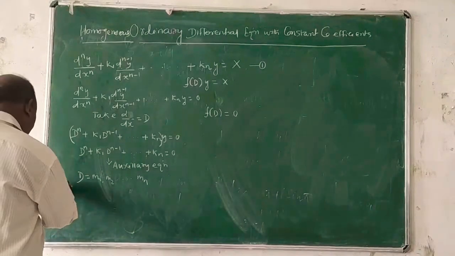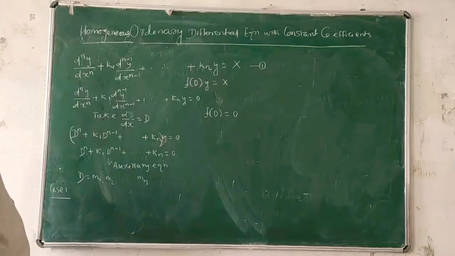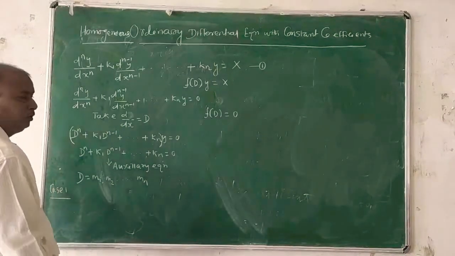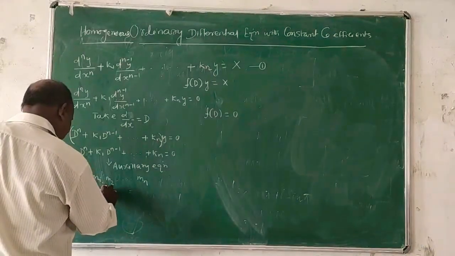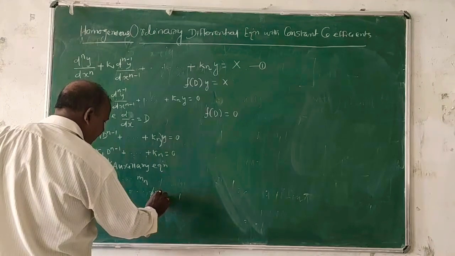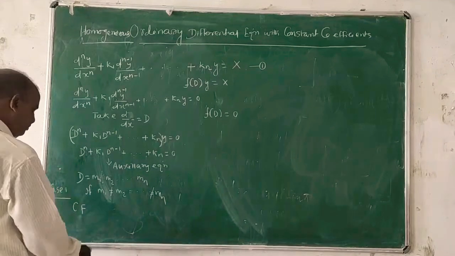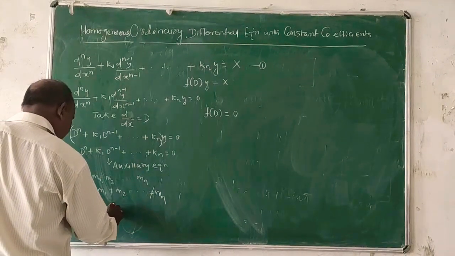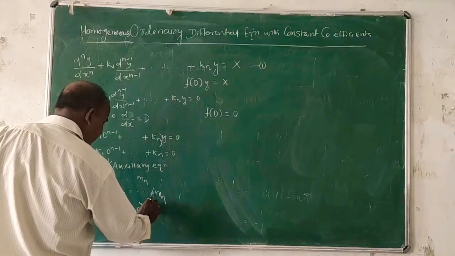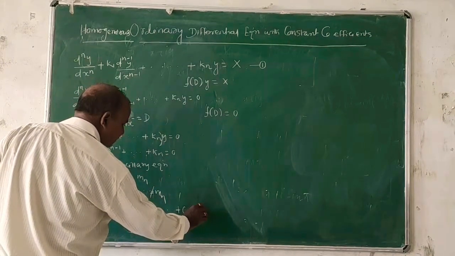Now let us come to case number 1. If m1 is not equal to m2 is not equal to mn, that means if the roots are unequal, then you get the complementary function, that is CF, which is C1 e^(m1 x) + C2 e^(m2 x) + ... + Cn e^(mn x).